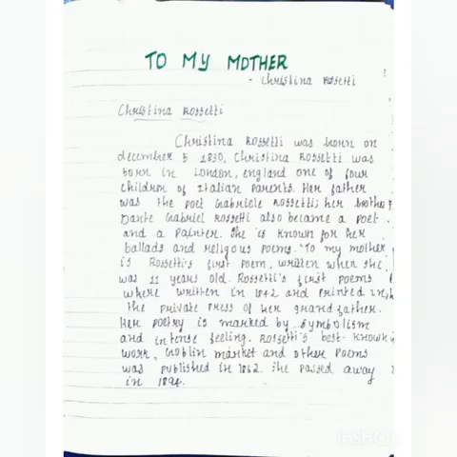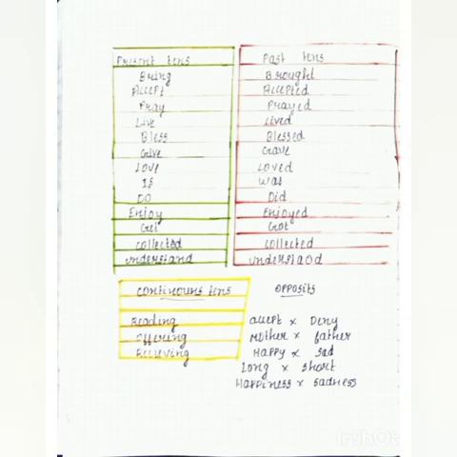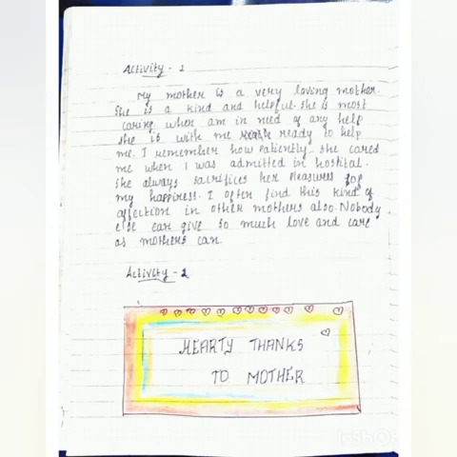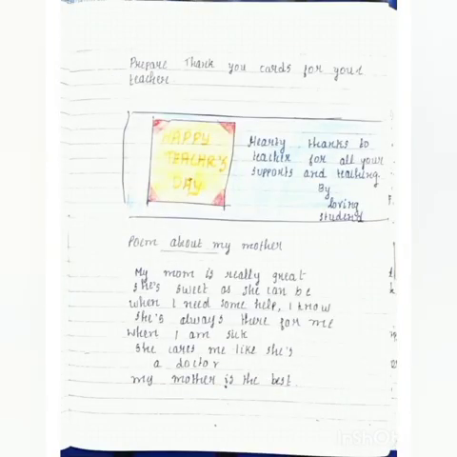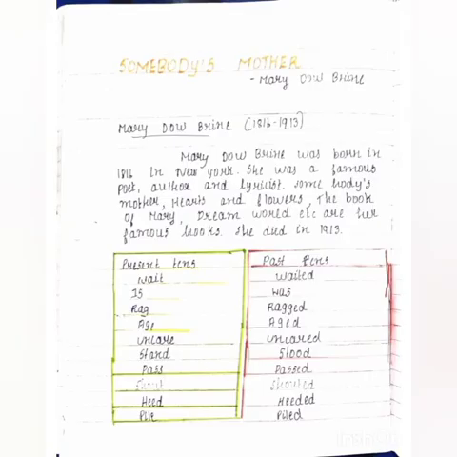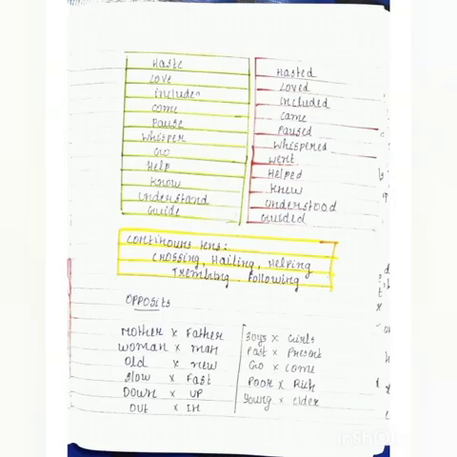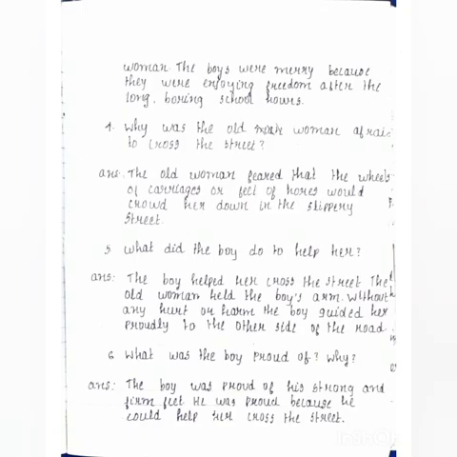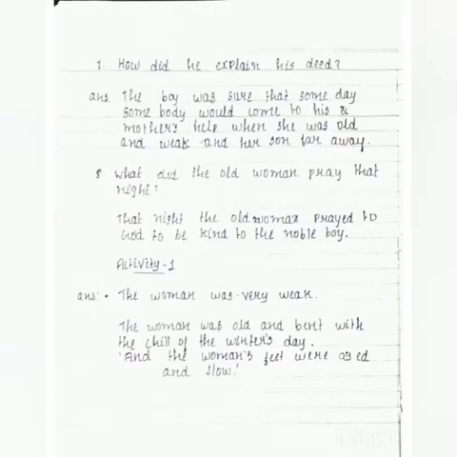To my mother, short note about the author, present tense, past tense, continuous tense, opposites. Questions and answers, active words. Textbook activities. Somebody's mother, short note about the author, present tense, past tense, continuous tense, opposites. Questions and answers. Textbook activities.